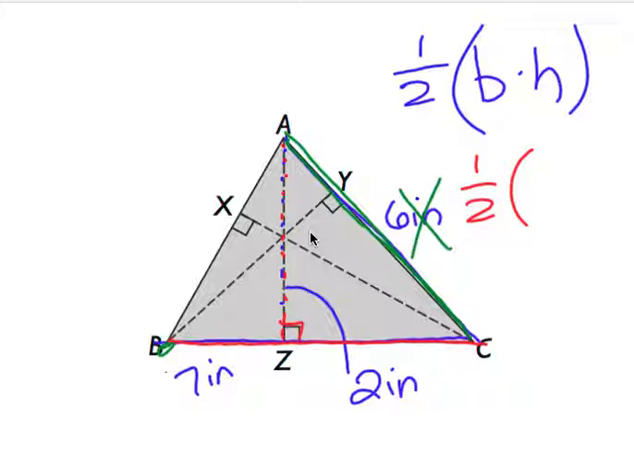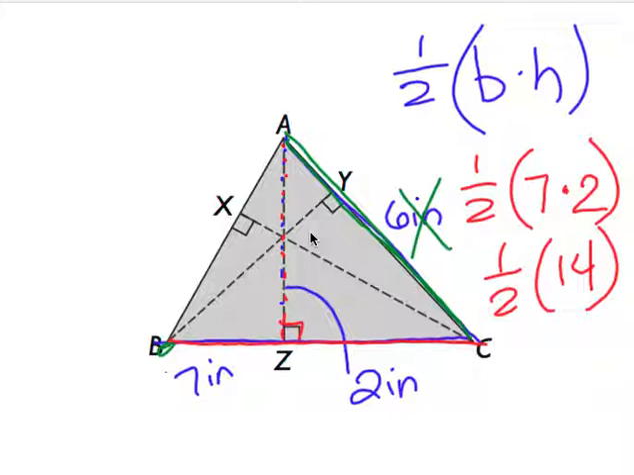I can take half of the base, which is 7 inches long, times the height that goes with that base, which is 2 inches, which means I'm taking half of 14, which means that the area of this triangle would be 7 inches squared. And that is how we calculate the area of a triangle.